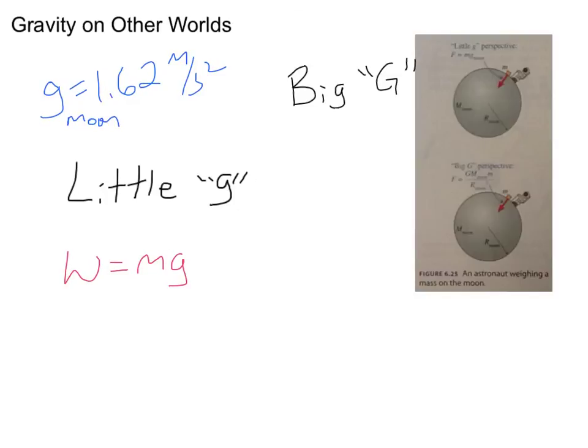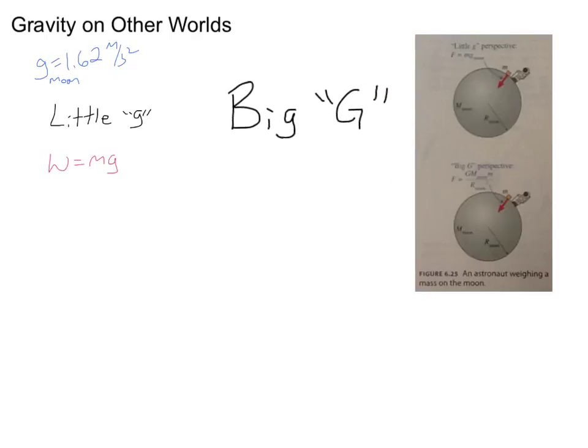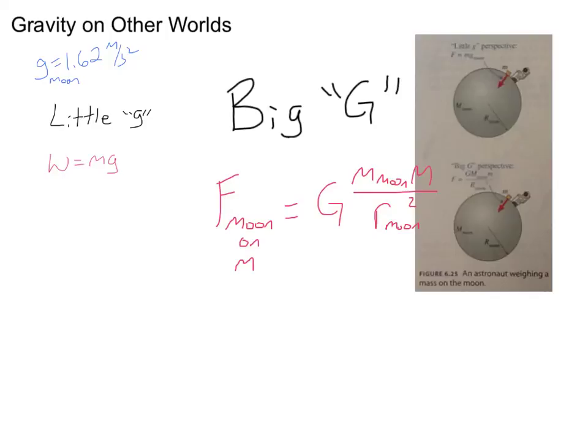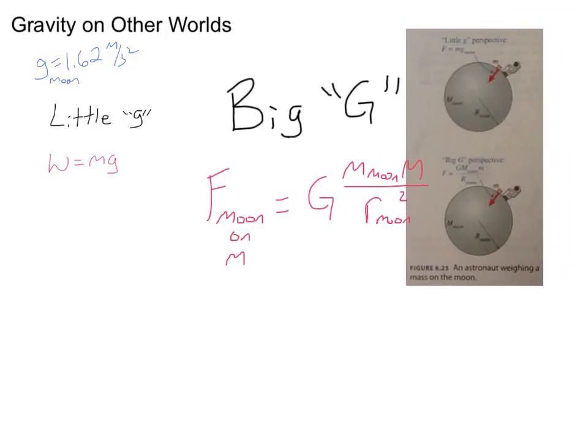So for the little g, if we want to find the weight on the moon, we just simply use weight equals mg. Under the big G perspective, we would use Newton's universal law of gravitation, where we say that the force of the moon on that mass is equal to G times the mass of the moon times the mass that we're trying to find, divided by the square of the radius of the moon. We'd use the radius of the moon.